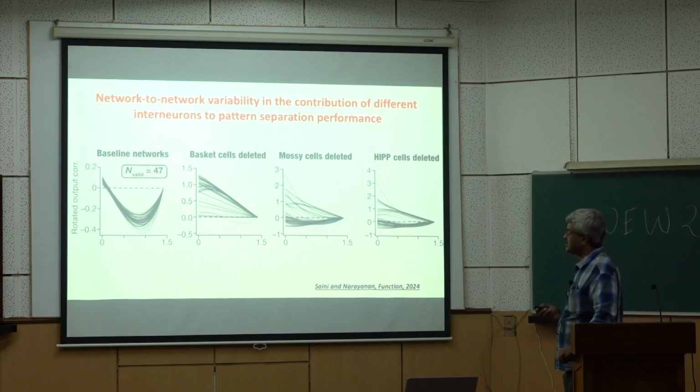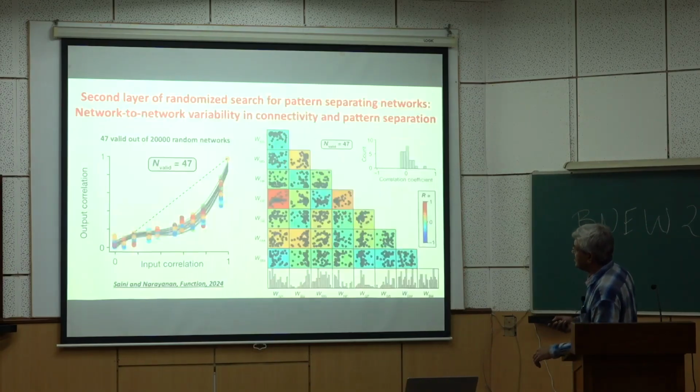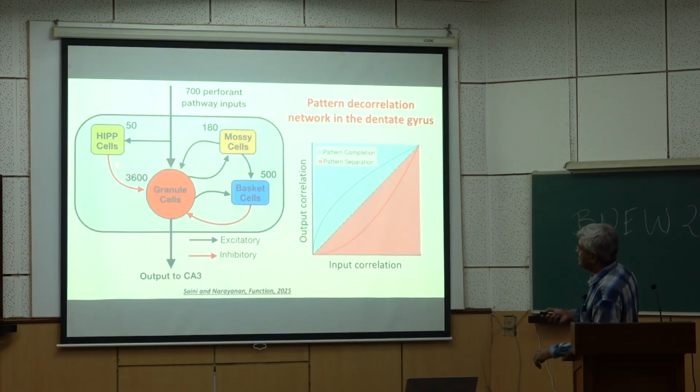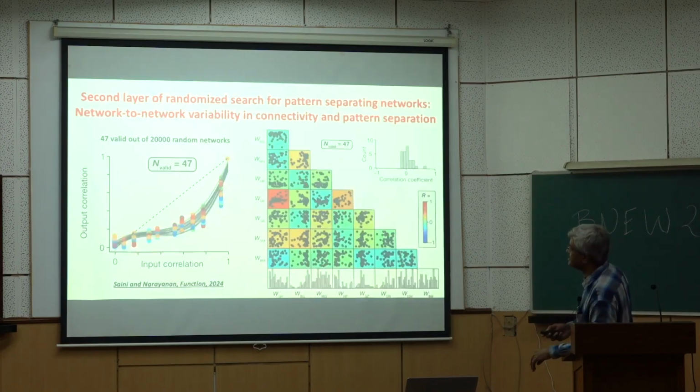So what he said was, okay, if I have this particular network and it is the local synaptic weights that are distinct from each other, what I will now do is delete all the hilar cells, delete all the mossy cells, delete all the basket cells, and ask questions about which of these interneurons is contributing maximally to pattern separation. So that's the question he asked.